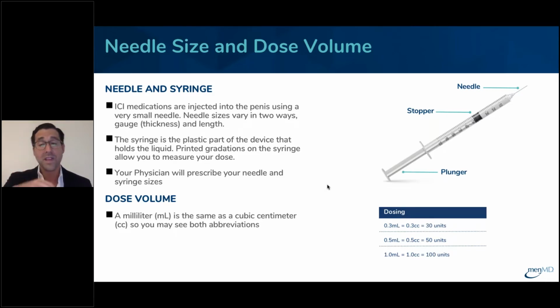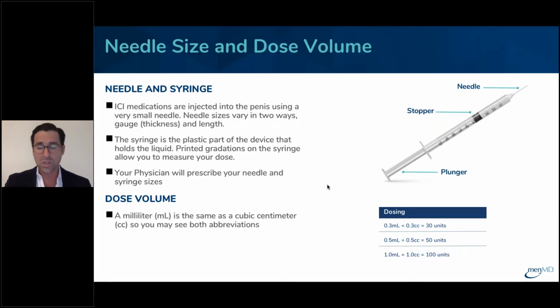and most guys will not need to fill the whole thing. They're only going to use a little bit. So 10 units is 0.1 milliliters, or 0.1 cc's is another nomenclature that we use to talk about the fluid volume. Okay. So the needle itself is extremely tiny, very thin. We can control the gauge, or the thinness or thickness of the needle, and the length.